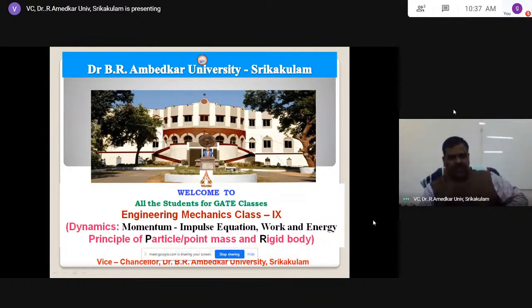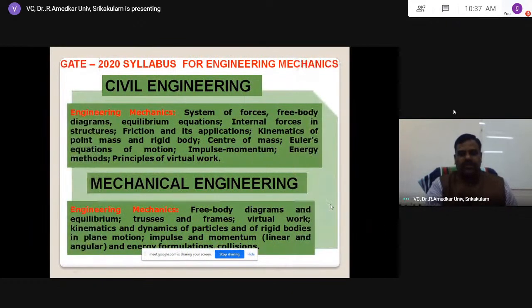One is Newton's law, D'Alembert's principle, in addition to the kinematic analysis for different types of motions, that is translation, rotation, and plane motion. Okay. So now, today let us see. We are going to discuss basically the principle of impulse, momentum, and energy methods.